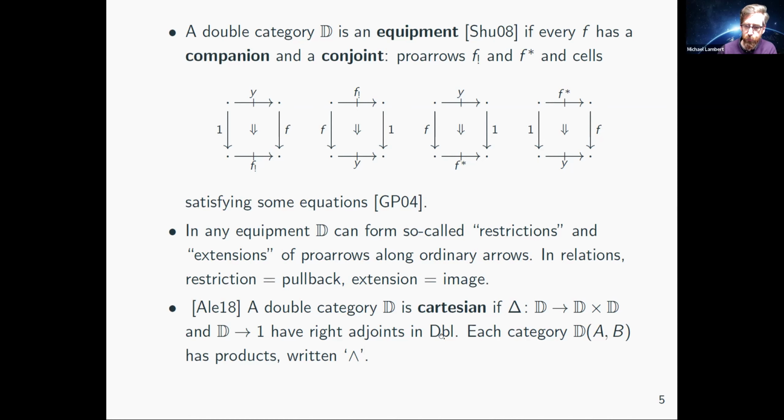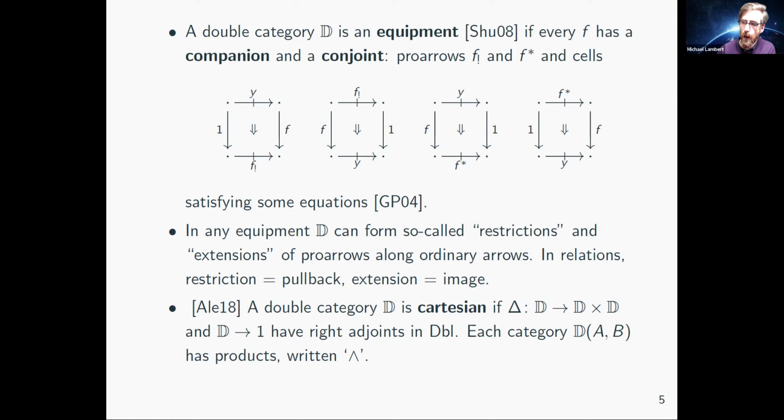So if we work in the 2-category of double categories, pseudo-functors, and vertical transformations, we get a diagonal functor, which I call delta, and a unique functor into the terminal, which I left unnamed. This double category is Cartesian if both of those have right adjoints. This has a lot of nice consequences.